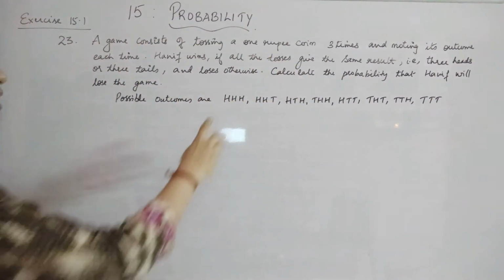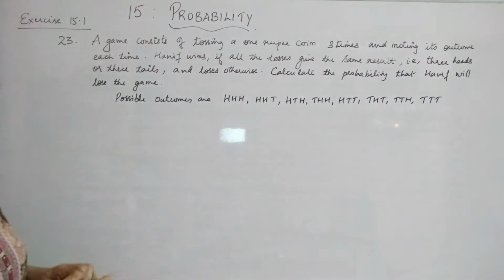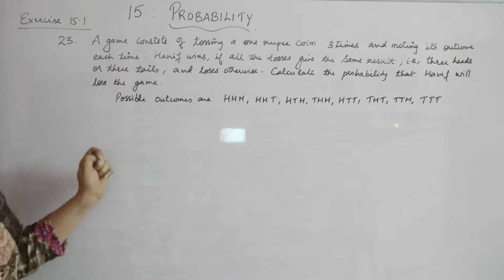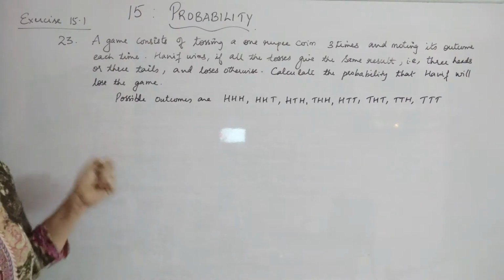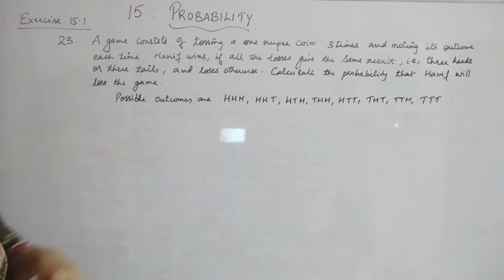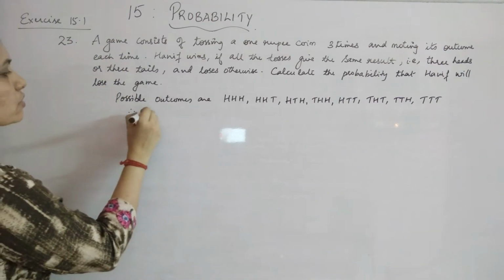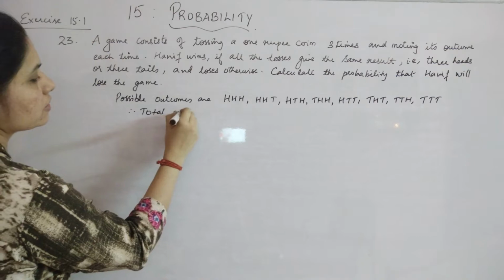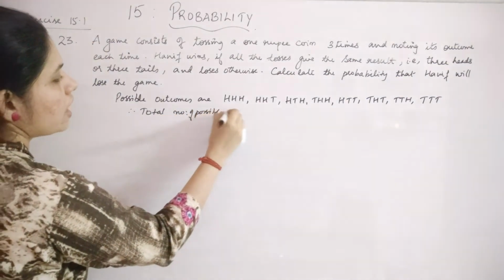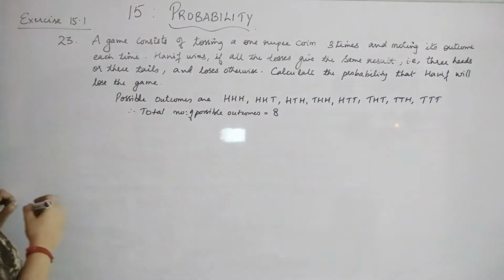So altogether you have 1, 2, 3, 4, 5, 6, 7, 8 outcomes when you throw or toss a 1 rupee coin 3 times, or 3 coins at a time. So now what we need is the total number of outcomes. Therefore, the total number of possible outcomes is equal to 8.